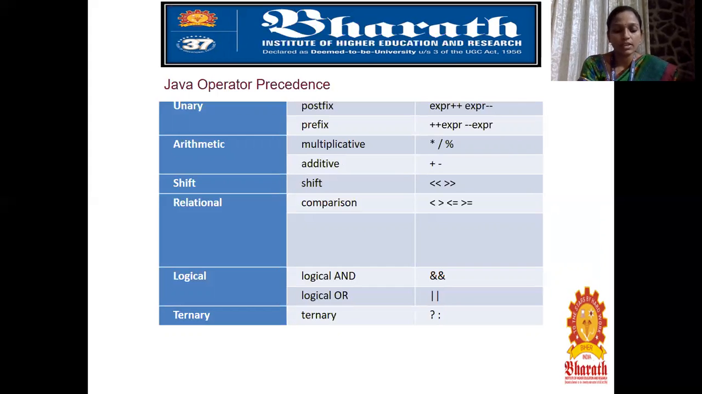Coming to relational operators, they are otherwise known as comparison operators: less than, greater than, less than or equal to, greater than or equal to. These are the operations that come under relational operators. Logical operators are logical AND and logical OR. The ampersand symbol is used for logical AND, and the pipe symbol for logical OR. Ternary operator uses question mark and colon. Let's see all the operators with some examples.